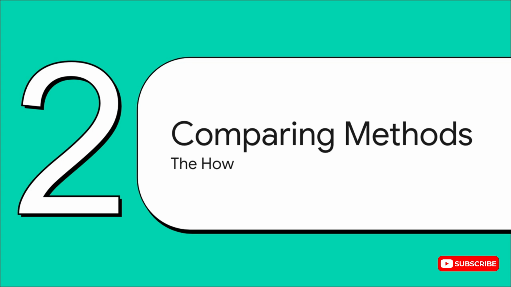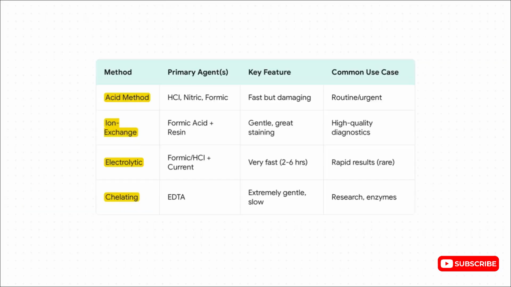There are quite a few different ways to get calcium out of tissue, and each one has its own set of pros and cons. So at a high level, you can really group these methods into 4 main categories. First, you have your acid methods. These are the workhorses of the lab. They're fast, they're effective, but you have to be careful because they can be a bit harsh.